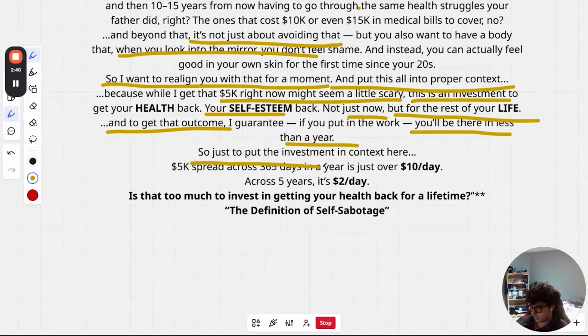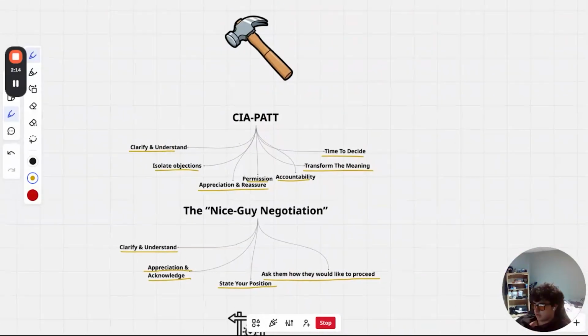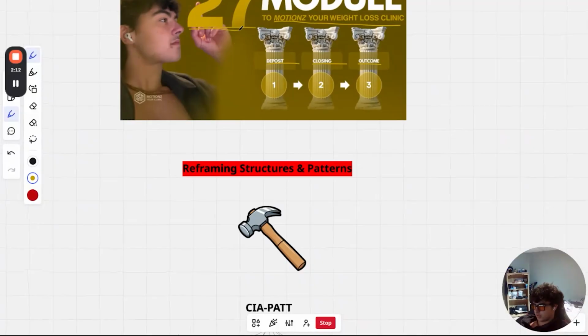So just to put the investment in context here, 5K spread across a year is just over $10 a day. Across 5 years, it's just $2 a day. Is that too much to invest in getting your health back for a lifetime? The definition of self-sabotage.